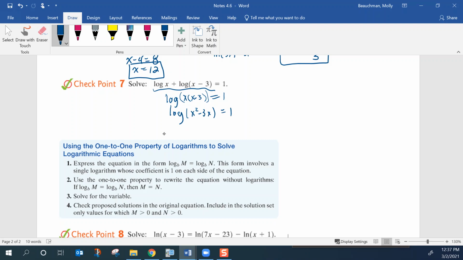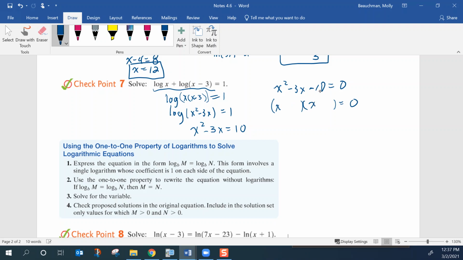Now from here, we can go ahead and rewrite this logarithm as an exponent. That's log base 10. So rewriting it in exponential form, x squared minus 3x is equal to 10 to the power of 1, which is 10. Okay, so now we have a quadratic. So we take our x squared minus 3x, take the 10 to the other side, minus 10 is equal to 0. Factor if you can. If not, use the quadratic formula.